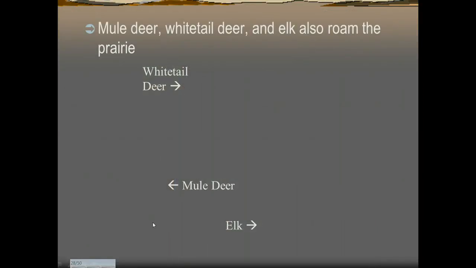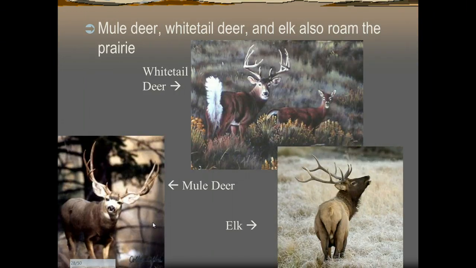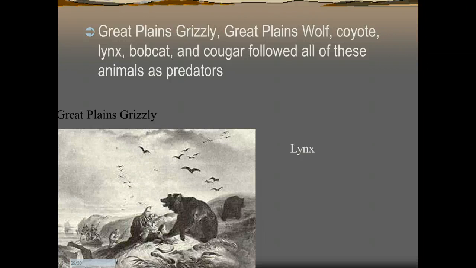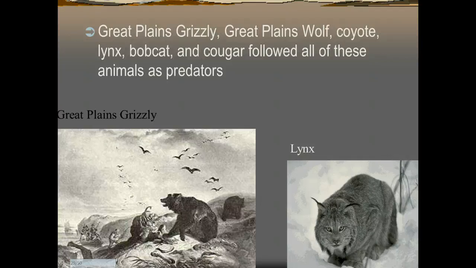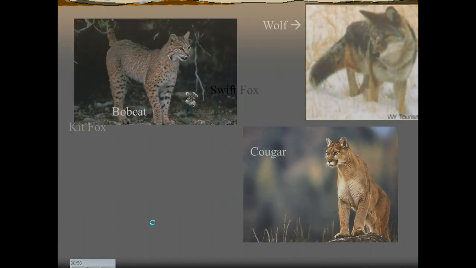Looking again at some of the animals on the prairies, we have things like the white-tailed deer, the mule deer, and the elk, all related to each other, as you can tell from the pictures. Then looking at some of the other animals, you also have the bears that live there, the grizzly bear pictured in the cartoon at the bottom, and the lynx in the cat family. Also you have coyotes, bobcats, and cougars, and they followed the bison and the antelope around because they were predators for those animals. So a picture of a bobcat, cougar, and a wolf.